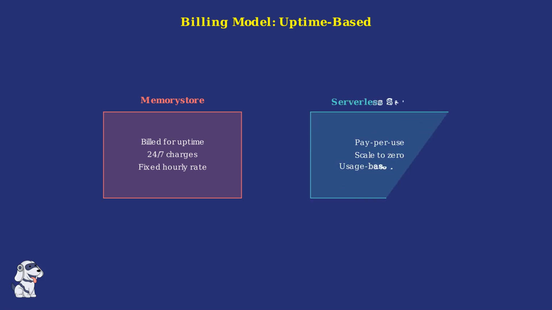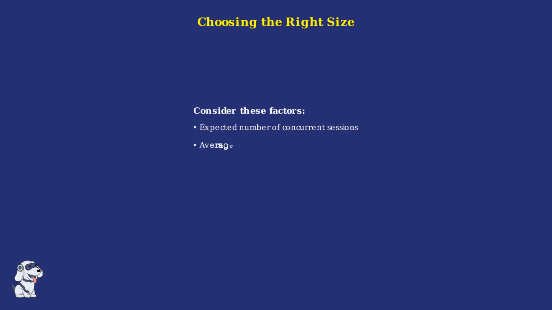Unlike serverless services that scale to 0 and charge only for usage, memory store instances are billed based on uptime. This means you pay a fixed hourly rate for as long as the instance exists, regardless of whether it's actively being used. When choosing your memory store instance size, consider your expected concurrent sessions, average session data size, desired cache performance, and future growth. Start with a smaller instance and monitor usage patterns, then scale up as needed to optimize both performance and cost. Remember, memory store instances provide reliable, high-performance Redis caching with private network access, but require careful planning due to their uptime-based billing model.